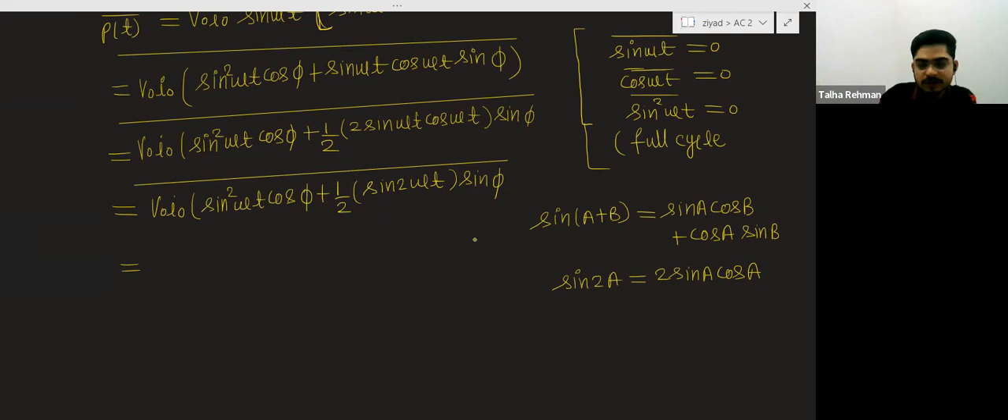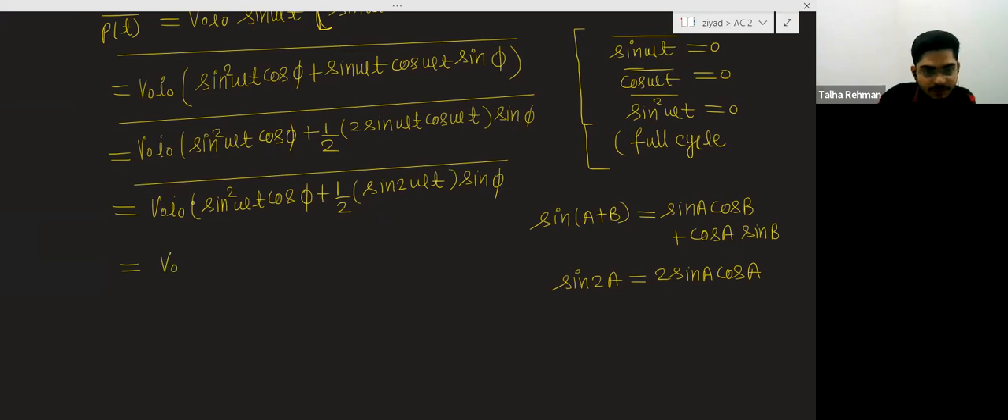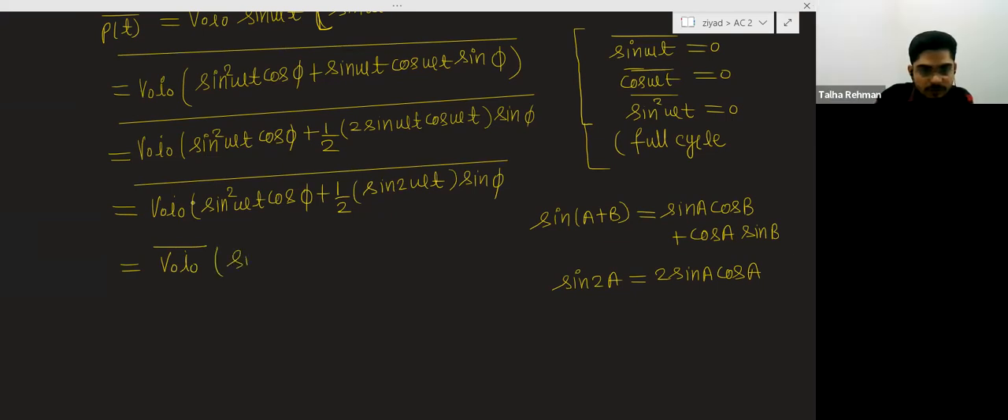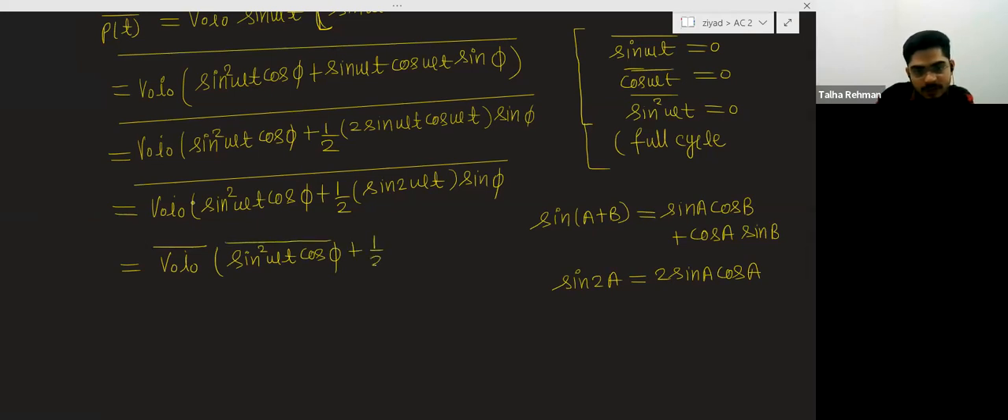Now separately we can take the average. We can take the average of V naught and I naught, V naught I naught bar. We can take bar of sine square omega t and cos phi, bar on this, plus half of sine 2 omega t sine phi, bar on this whole thing.